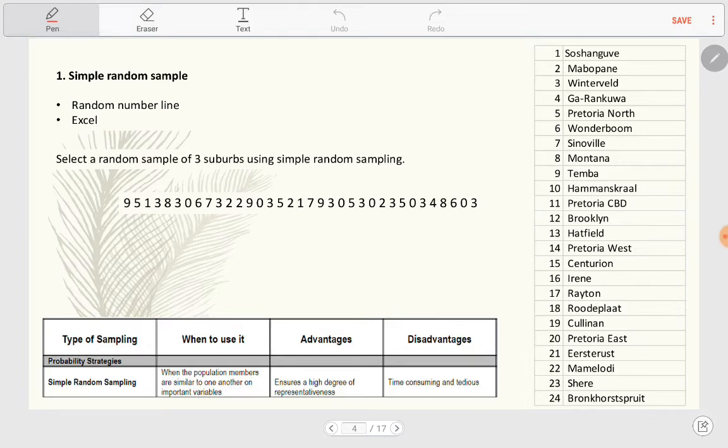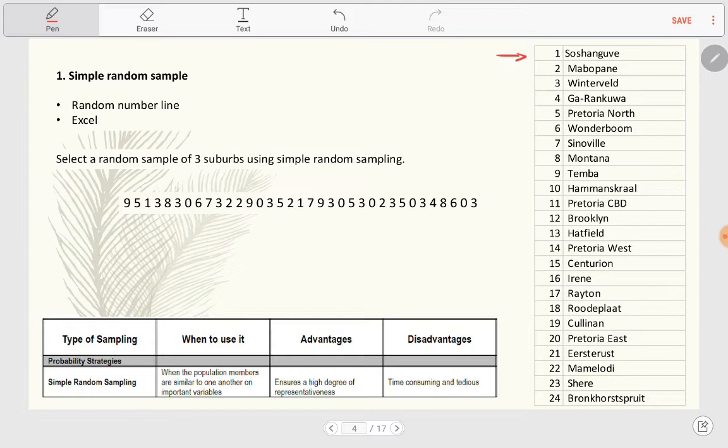So let's think about that example where we wanted to find out the average electricity bill for houses in Pretoria. And what I have here on this far right hand side is a table with all the different suburbs. And let's assume that we can actually sample everyone in the suburb, so we can get every single bill, like we have lists or something like that. So now we need to decide, okay, we need to pick 3 suburbs. How can we do that using simple random sampling?